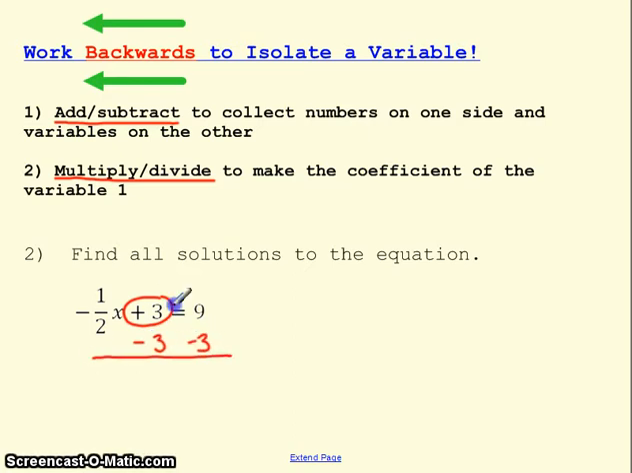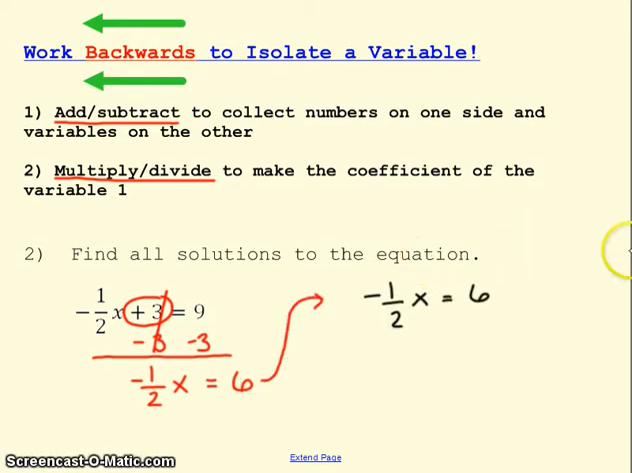So what that does for me when things cancel out is that I end up with negative 1/2 x on the left side, and on the right side, 9 minus 3 is 6. Now it's time for the multiplication or division. So my coefficient on x is negative 1/2, so I need to divide by that fraction, negative 1/2, which of course means multiply by the reciprocal. So the reciprocal of negative 1/2 is negative 2 over 1.